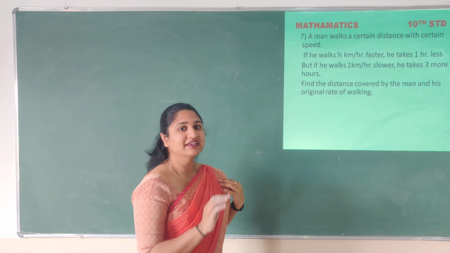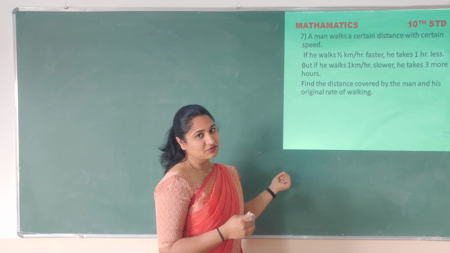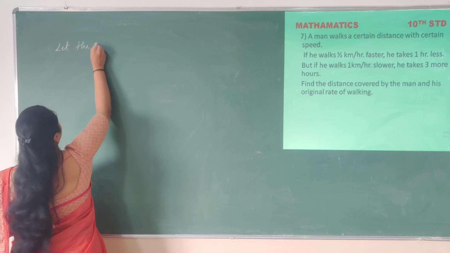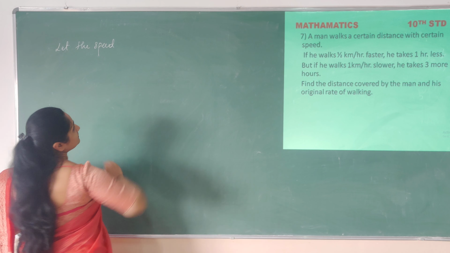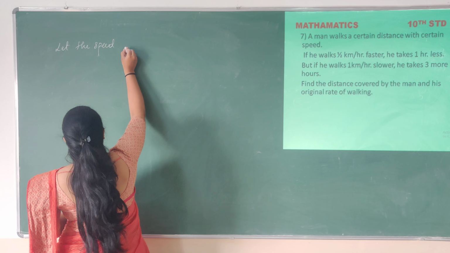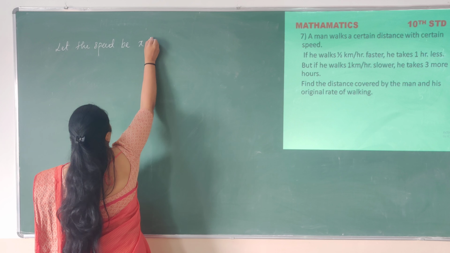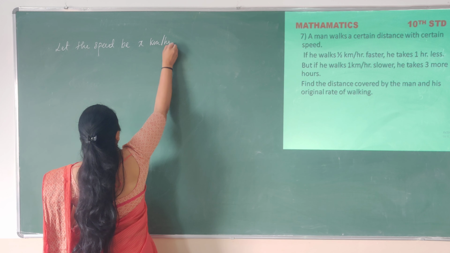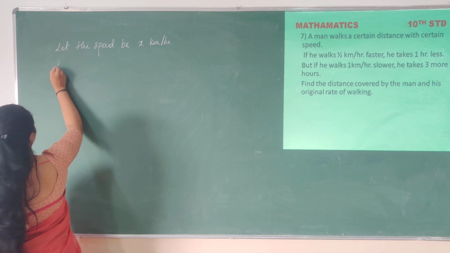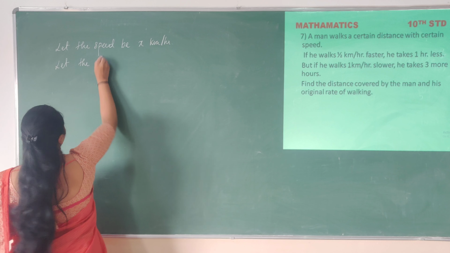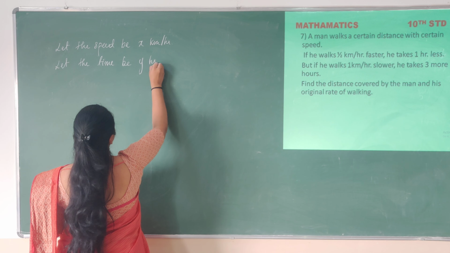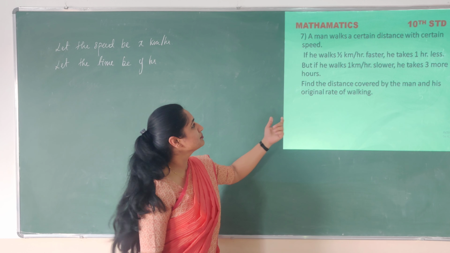So what we have to do is, we have to take the speed and the time as x and y. Let us take the certain speed which is mentioned here as, let the speed be x kilometer per hour, and the time taken we'll take as y. Let the time be y hours.